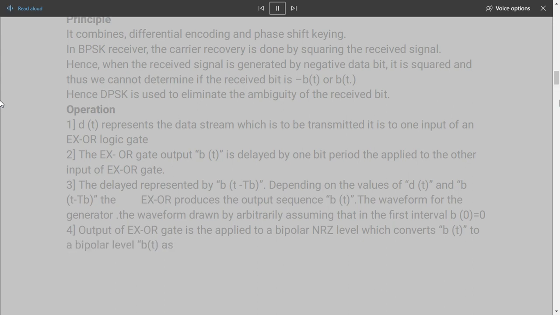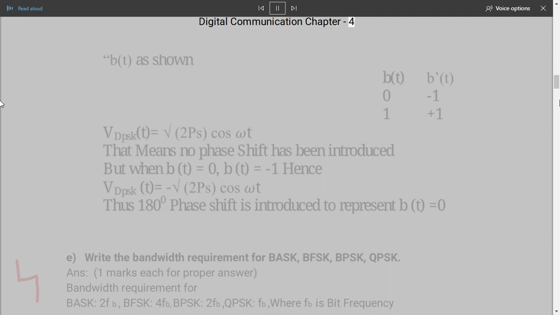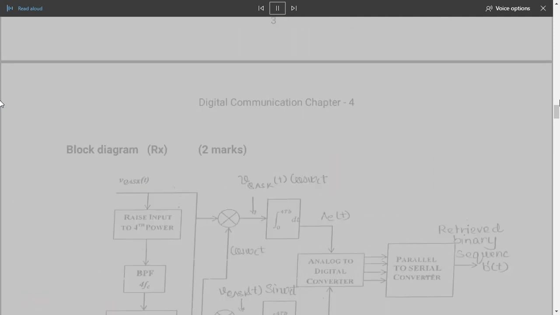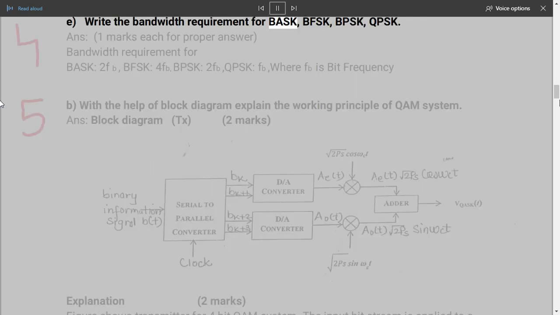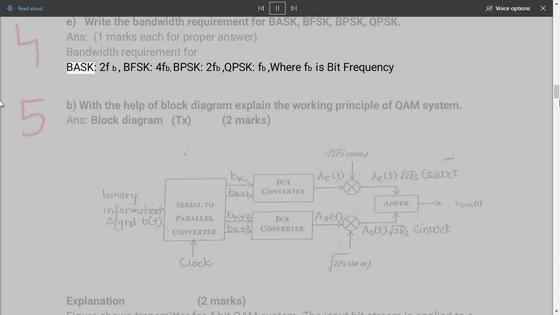Digital Communication Chapter 4. 3. E. Write the bandwidth requirement for BASK, BFSK, BPSK, QPSK. ANS: 1 mark each for proper answer. Bandwidth requirement for BASK, 2 fb; BFSK, 4 fb; BPSK, 2 fb; QPSK, fb, where fb is the bit frequency.